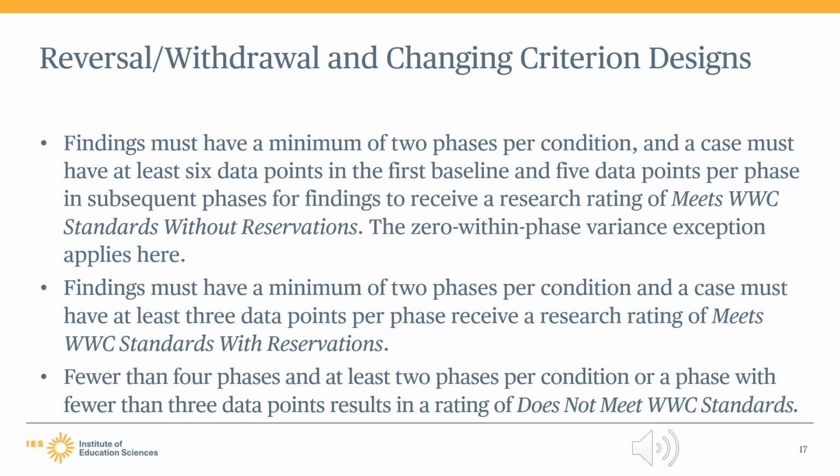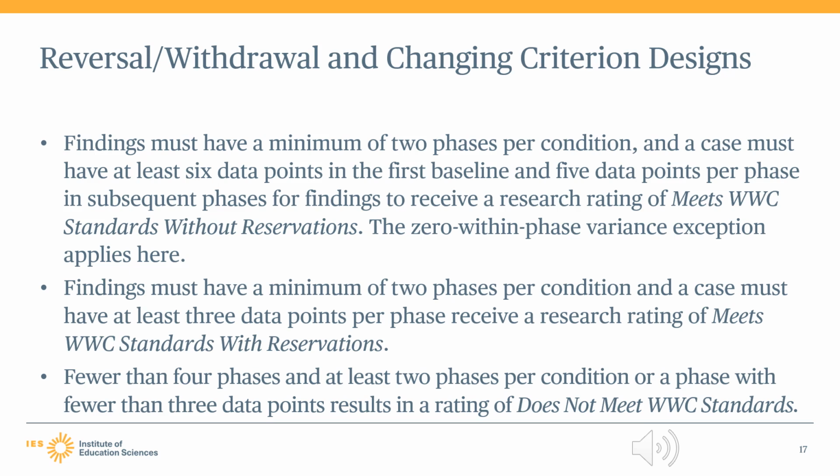For a finding from a reversal withdrawal or a changing criterion design to be eligible to receive a research rating of meets WWC standards with reservations, the design must have a minimum of 2 phases per condition, and all phases must have at least 3 data points per phase. Finally, any treatment reversal withdrawal or changing criterion design with fewer than 2 phases per condition or fewer than 3 data points per phase will result in a rating of does not meet WWC standards.